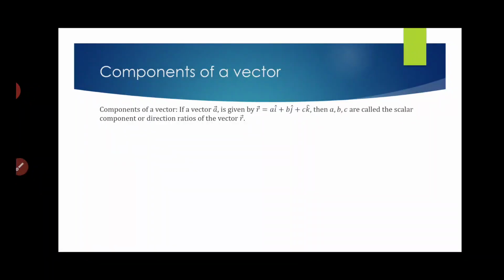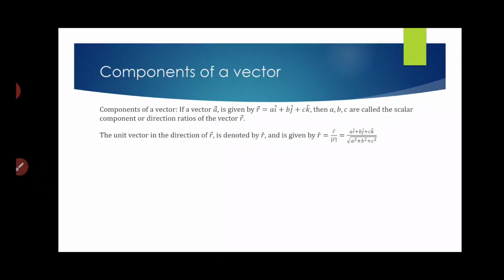Components of a vector. For a vector a i cap, b j cap and c k cap, these a, b, c are called the scalar components of the vector in the different directions, that is the x, y and z axes, and they are also called the direction ratios of the vector R. Fine.